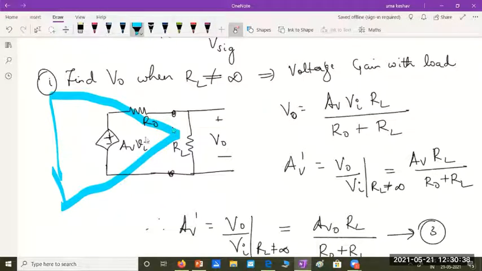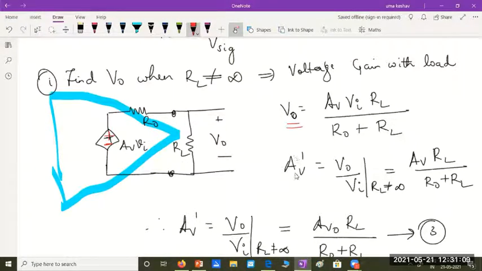Okay. Now, what would be the value of the voltage V0? Apply the voltage divider rule. You have total voltage as AV times VI. I need to find the voltage drop across RL. So AV VI into RL divided by R0 plus RL. Okay. So this would be the effective output voltage when we put back the load resistance, or when there is a load resistance in the circuit.